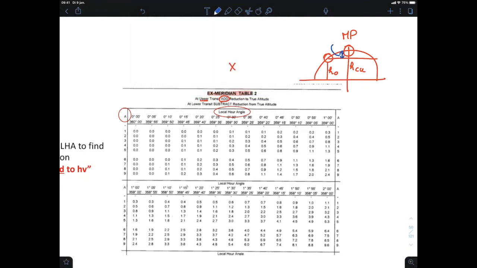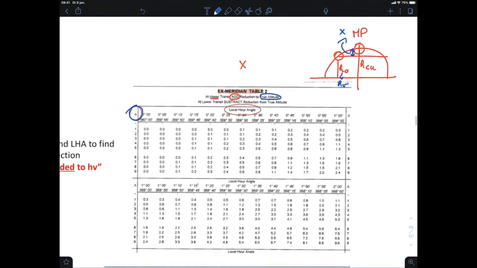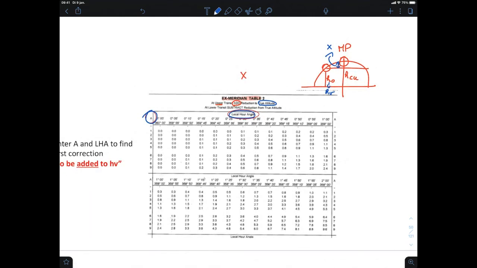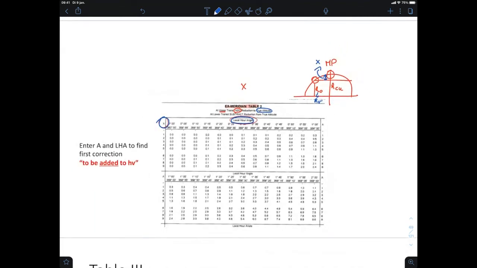I'll use a blue color. We have to add X to our observed altitude, and so this is what is mentioned here. The observed altitude becomes the true altitude after correction, of course. And so we have to add the correction to the altitude, or you can also subtract the correction from the zenith distance. So based on your value that you found in table 1 for A, and your local hour angle, you will have to add a certain amount of minutes to the altitude that you have observed, okay? Because your altitude will increase towards meridian passage and then afterwards decrease again.